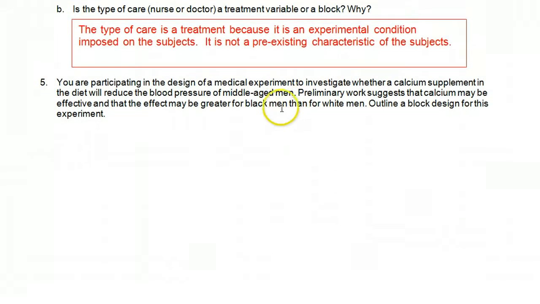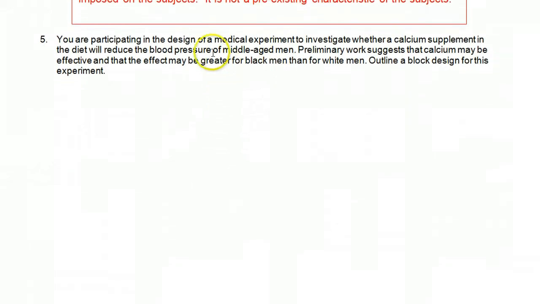Okay, how about number 5? You are participating in the design of a medical experiment to investigate whether a calcium supplement in the diet will reduce the blood pressure of middle-aged men. Preliminary work suggests that calcium may be effective and that the effect may be greater for black men than for white men. Outline a block design for this experiment.